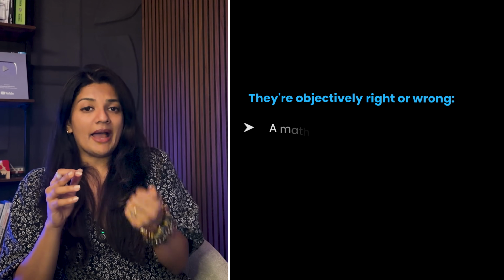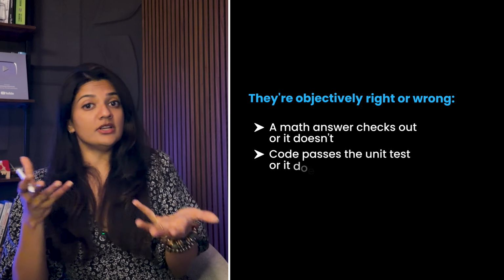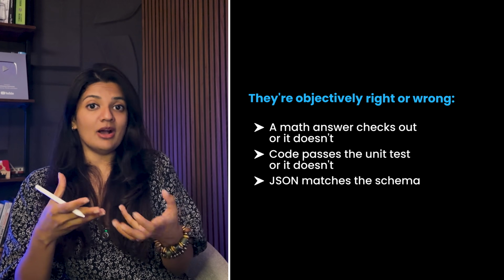Some tasks aren't a matter of taste at all. They're objectively right or wrong. A math answer checks out or it doesn't. Code passes the unit test or it doesn't. JSON matches the schema or it doesn't.